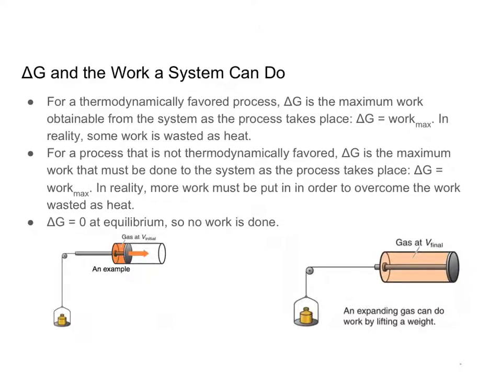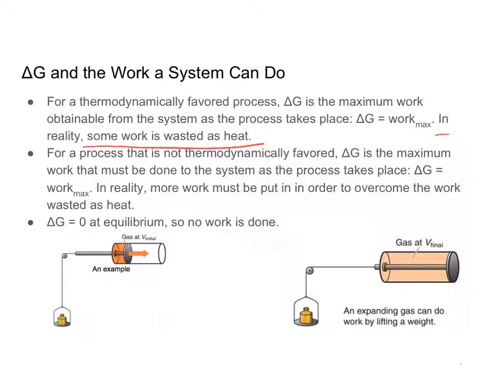Change in free energy and the work that a system can do: there's a definite relationship between the change in free energy and work. If a reaction is thermodynamically favored, the change in free energy is equal to the maximum amount of work obtainable from the system as the process takes place. In reality, there's always a little bit of work that's wasted as heat, but there's not much we can do about that.